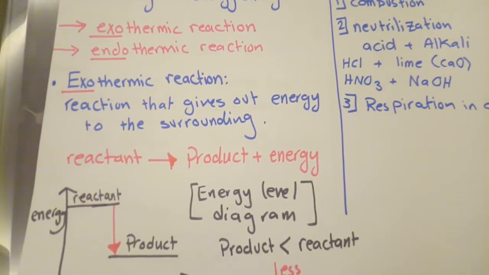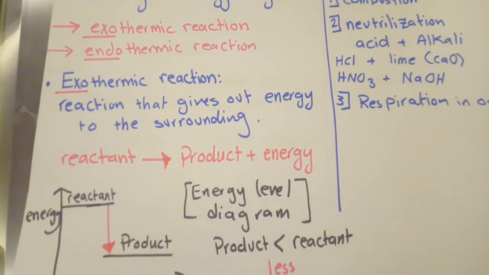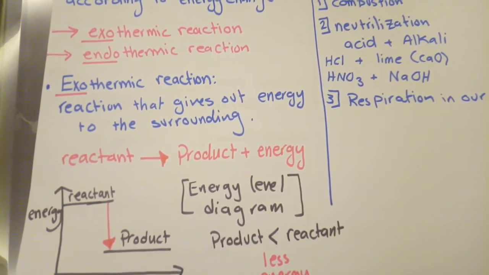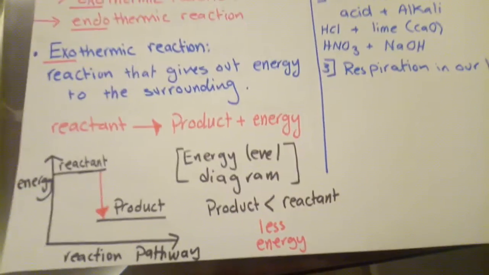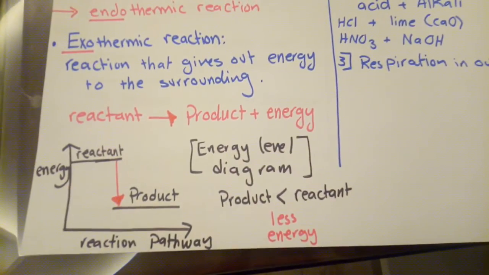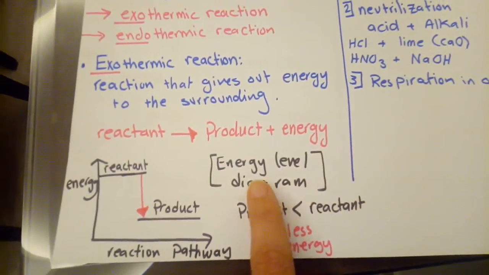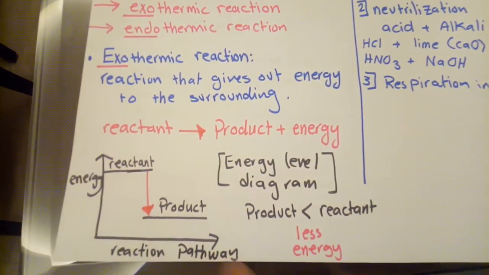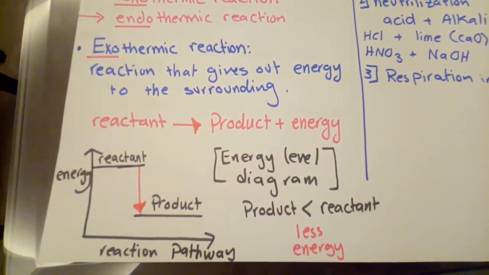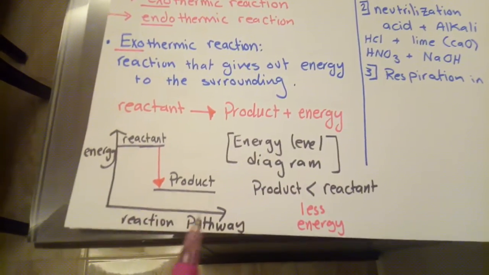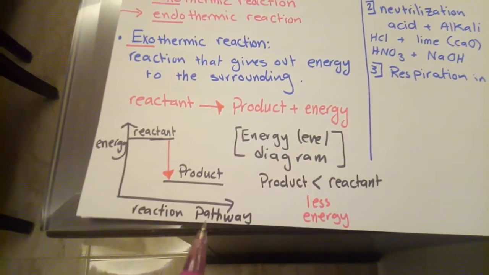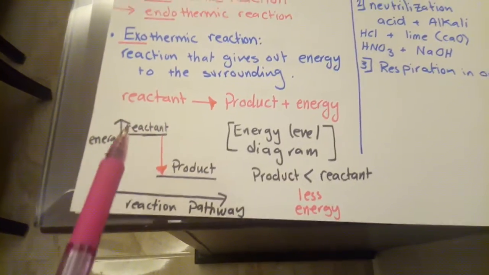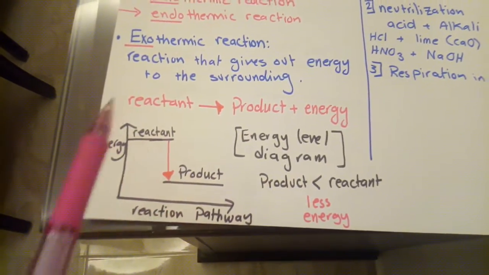Okay, this is the equation. The equation that shows the energy on the side of the products, we can say this type of chemical reaction is an exothermic chemical reaction. Also, we can represent the chemical reaction in a diagram. That diagram is called an energy level diagram. In that diagram, on the x-axis, I will put the reaction pathway. What's the reaction pathway? Any reaction pathway starts with reactants and ends up with products. This is a pathway.